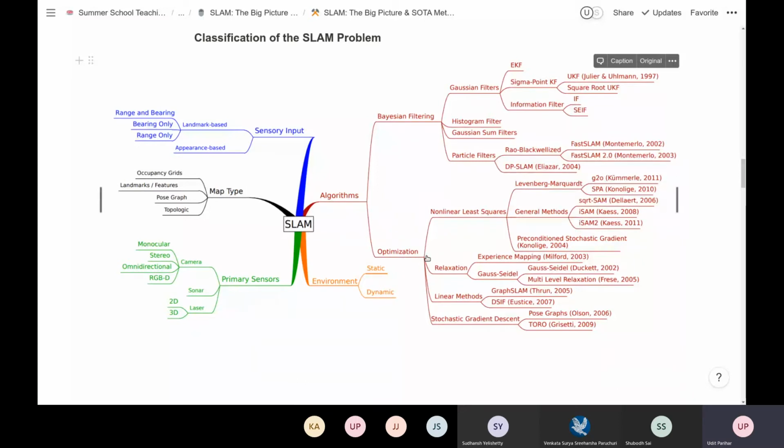So then that also makes it quite fast. So that's why people use these pose graph optimization formulations. And this optimization formulation can also be divided into non-linear least squares methods, relaxation methods, linear methods, or stochastic gradient descent methods, based on whatever optimization algorithm you want to use. So if you are doing just SGD to solve the cost function, then you want to use this. But as I earlier mentioned, people want to use this Levenberg-Marquardt algorithm, which is implemented in the G2O library.